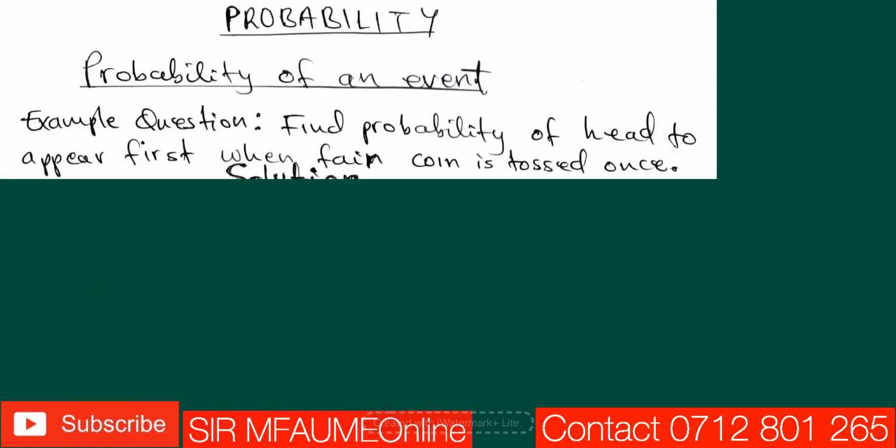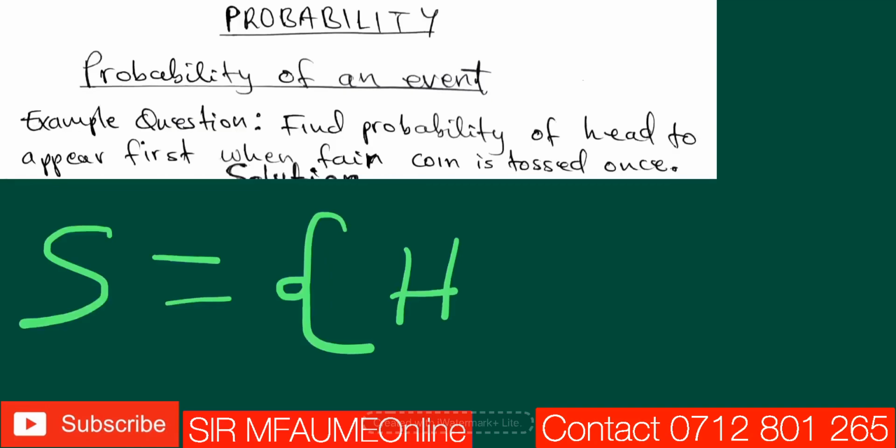Suppose you have a question like this one. You need to find the probability of a head to appear first when a fair coin is tossed once. So assume you toss a coin, and when you toss it, we expect two things, either the head to appear first or the tail to appear first. That means the set of possible outcomes, which is represented by S, will consist of only two elements, either head or tail.